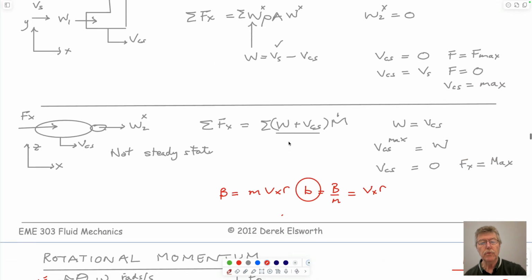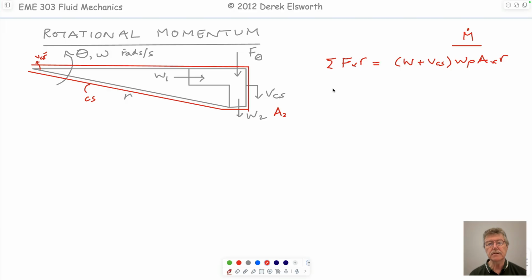And so what we get from this is that this is called a torque, like a torque wrench, tightening the nuts, bolts on the head of your engine in your car if you don't have an electric car. And this would be W plus velocity of the control surface times mass flow rate times R.